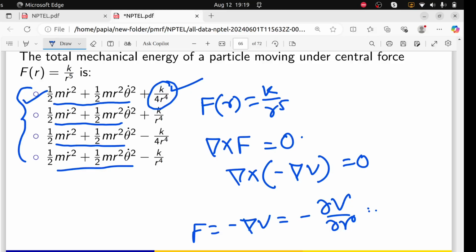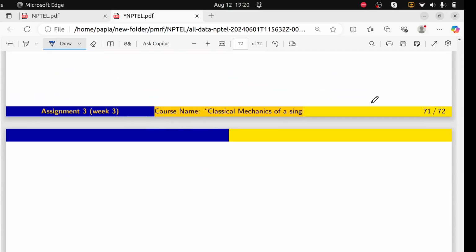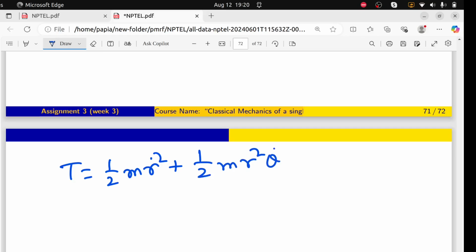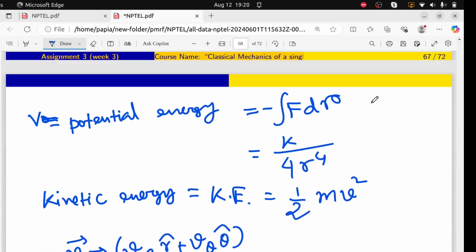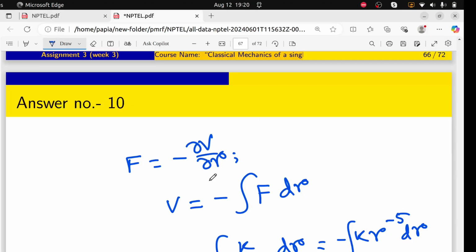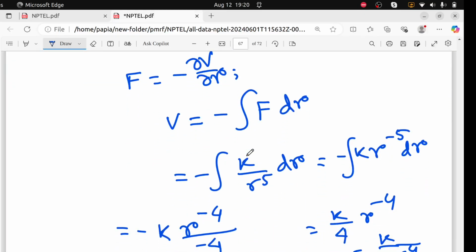So by seeing the options, I only need to calculate the potential energy. That is the only one I need to do. Okay, so I'm just writing here the final answer. It is half m r dot square plus half m r square theta dot square plus k by 4 r to the power 4. And to get the potential energy, as it is a central force field, I can write F equals to minus grad V, and then V I can write as minus integration F dr, and F is given by k r to the power 5.